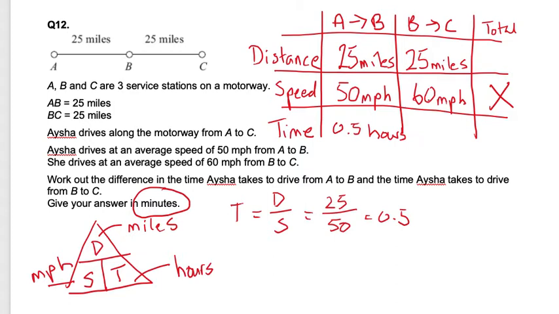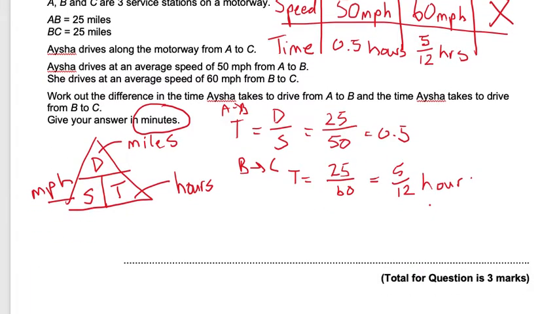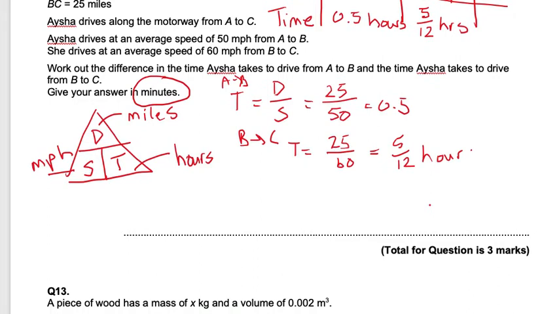We do the same for B to C. So this was A to B, and then this one is B to C. We're looking this time at time being 25 divided by 60, which gives us 5/12 of an hour. I don't want to put that in a decimal because it's a recurring decimal. I'm just going to leave it as it is because it's an exact number.